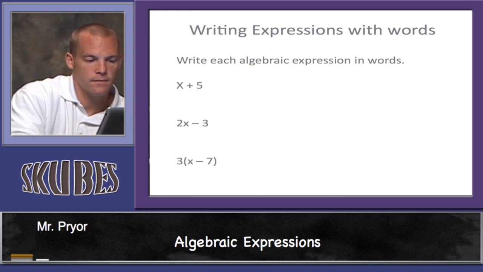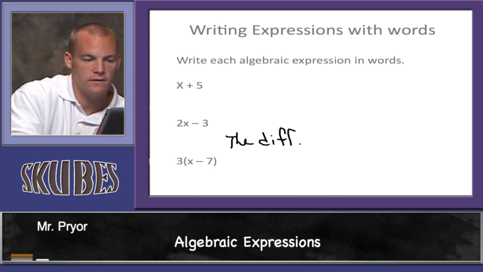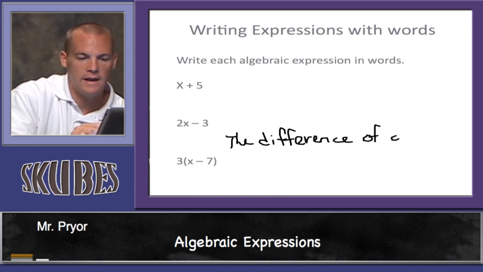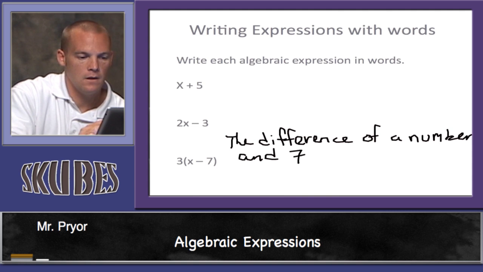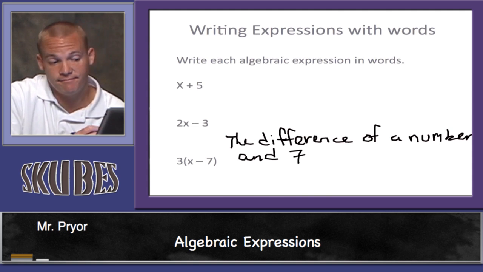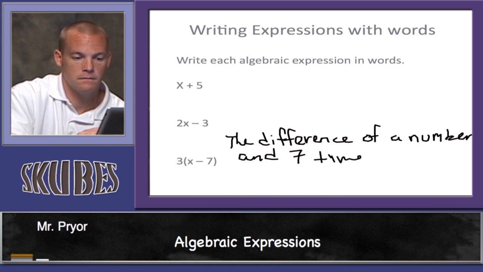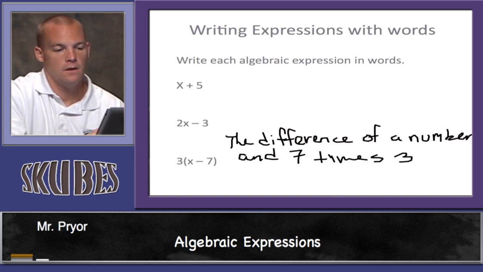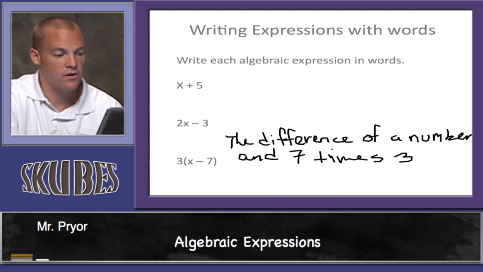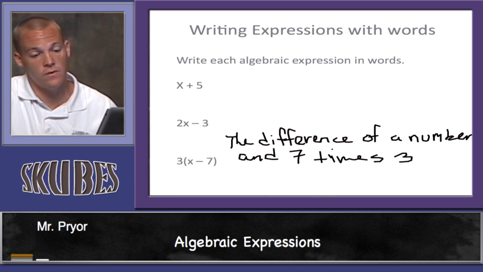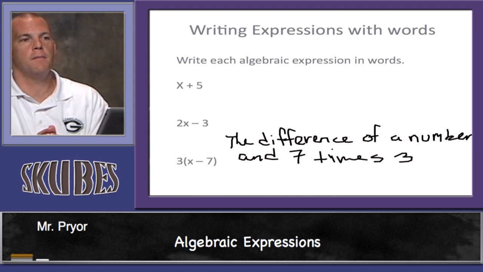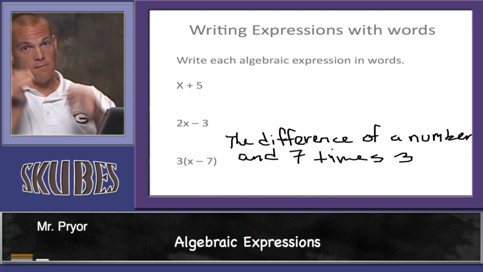So the difference of a number and 7, you could say times 3. That's just one way to write it. Another way to write it would be the product of 3 and the difference of a number and 7. Something like that. Any way you want to write it using that phrase, but the difference of needs to be a part of it to show that we need to do that subtraction before we go and multiply by 3.